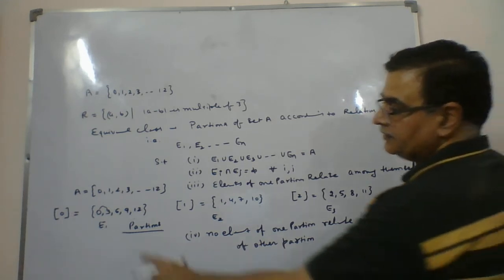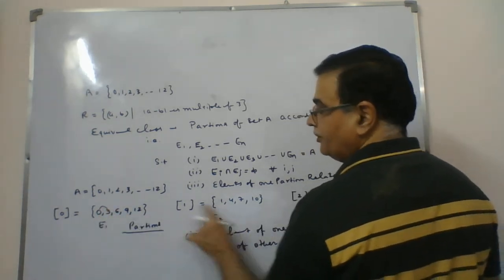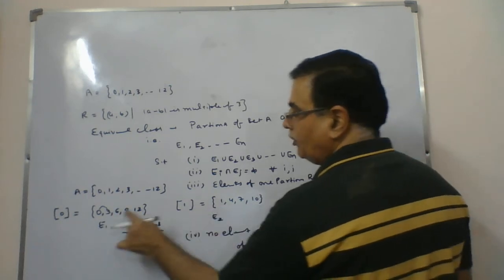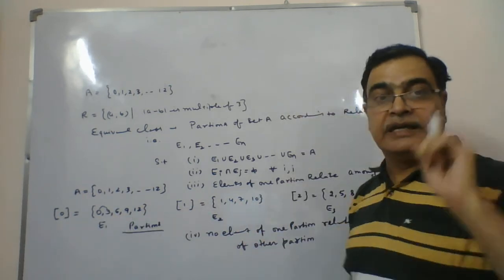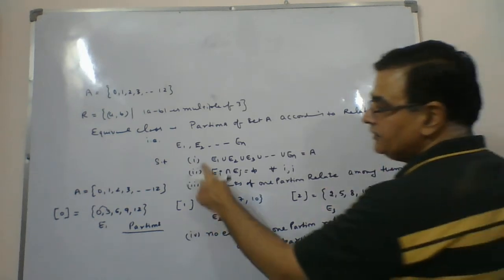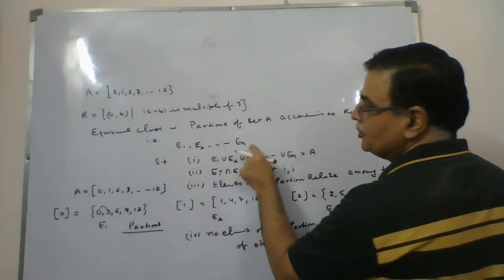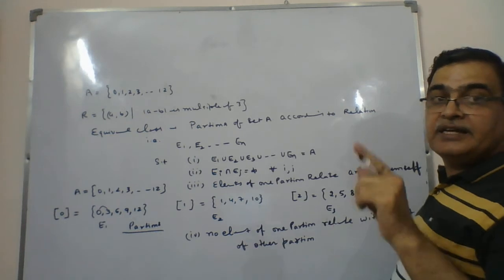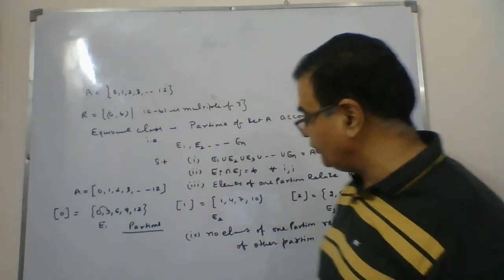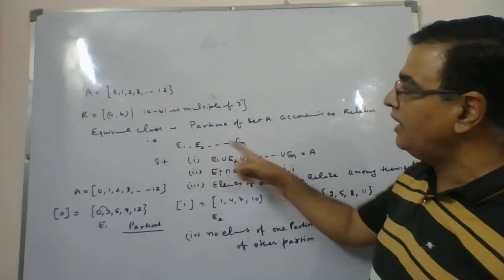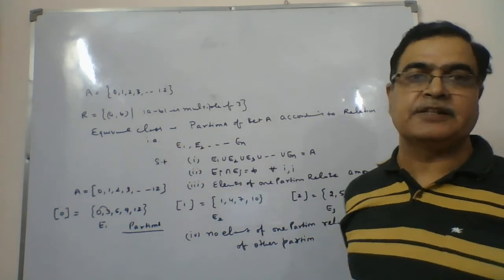That means if you take 0 and 1, they are not related. 3 and 4, they are not related. 6 and 7, they are not related. 12 and 10, they are not related. Then these classes, these partitions, are called equivalence classes. So E1, E2, E3, they all are called equivalence classes.